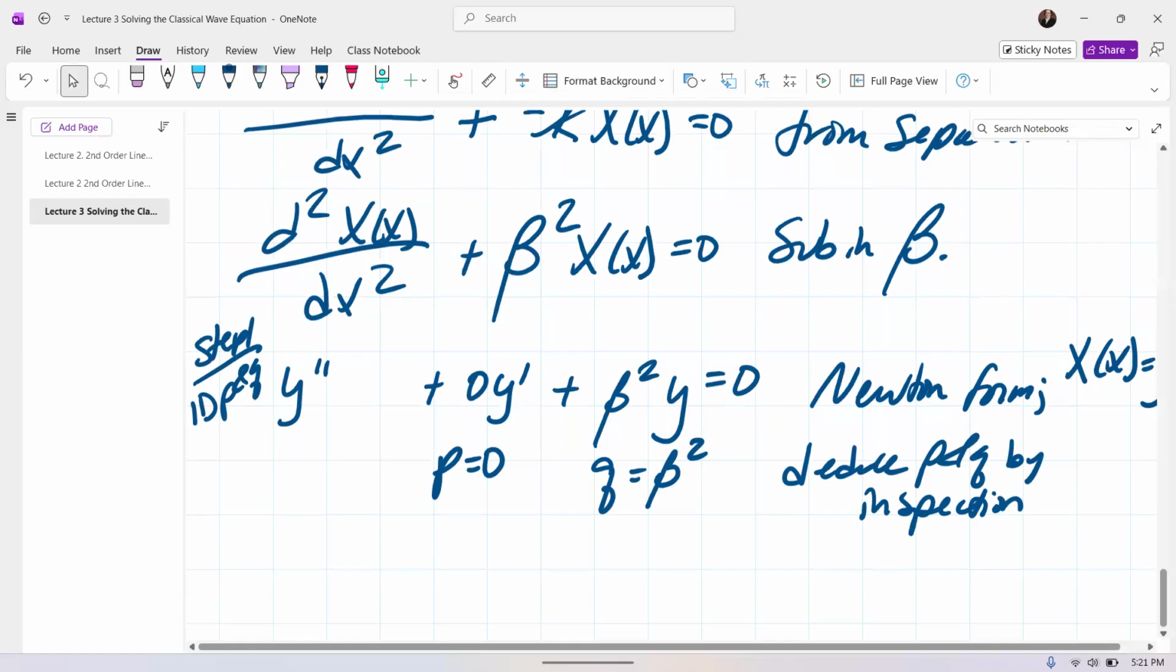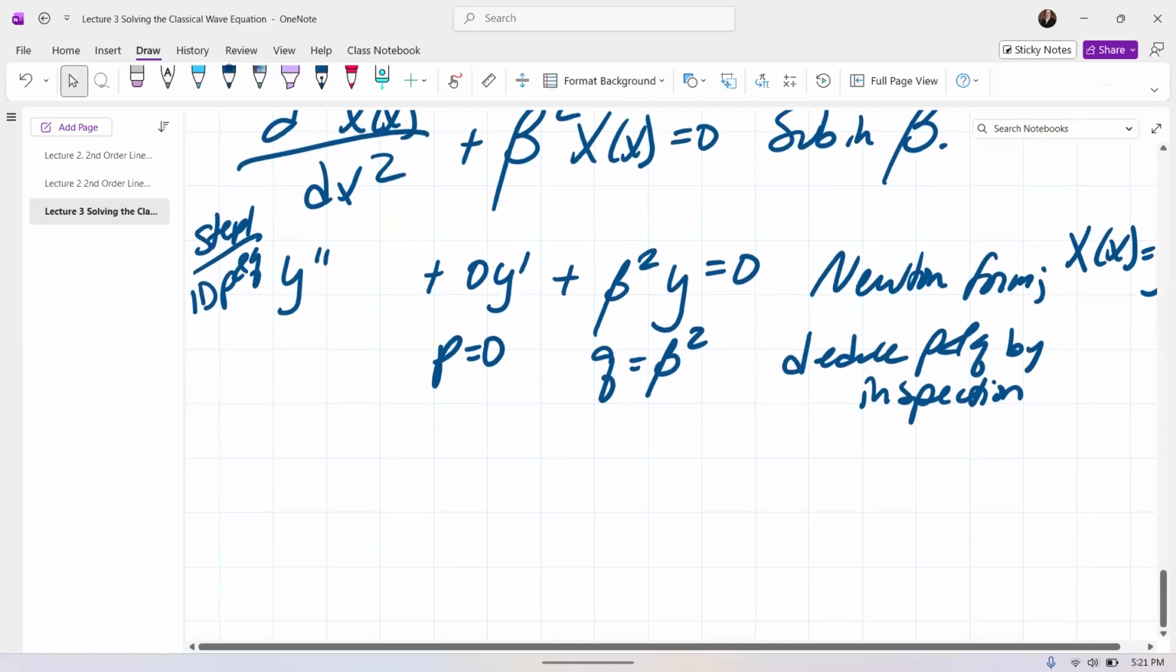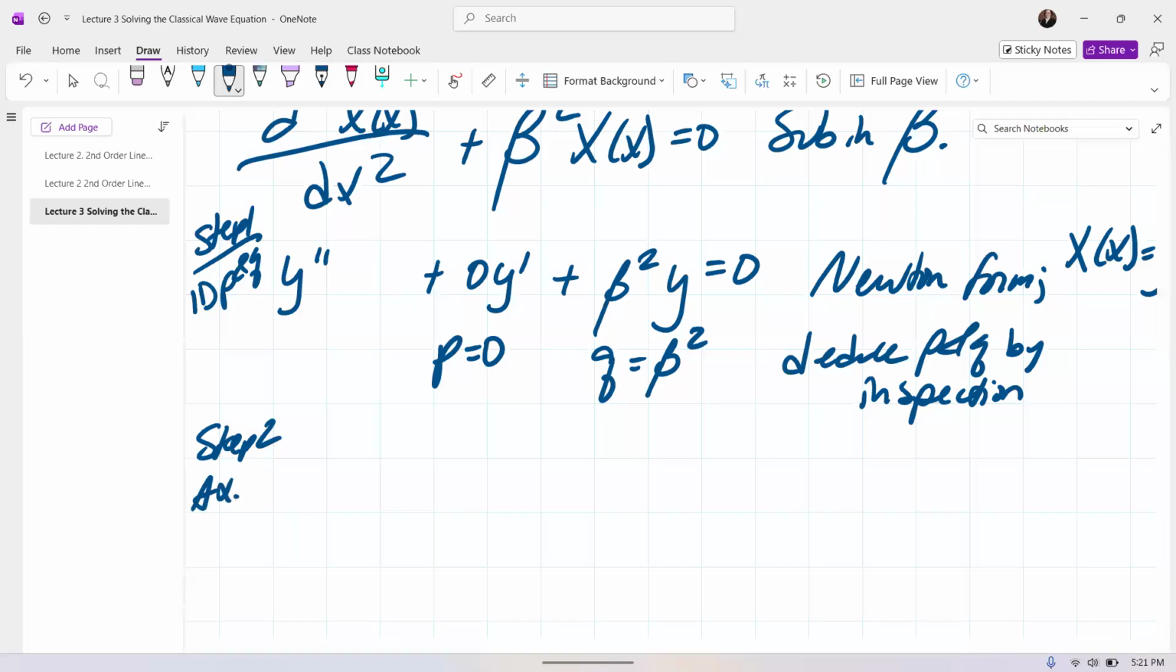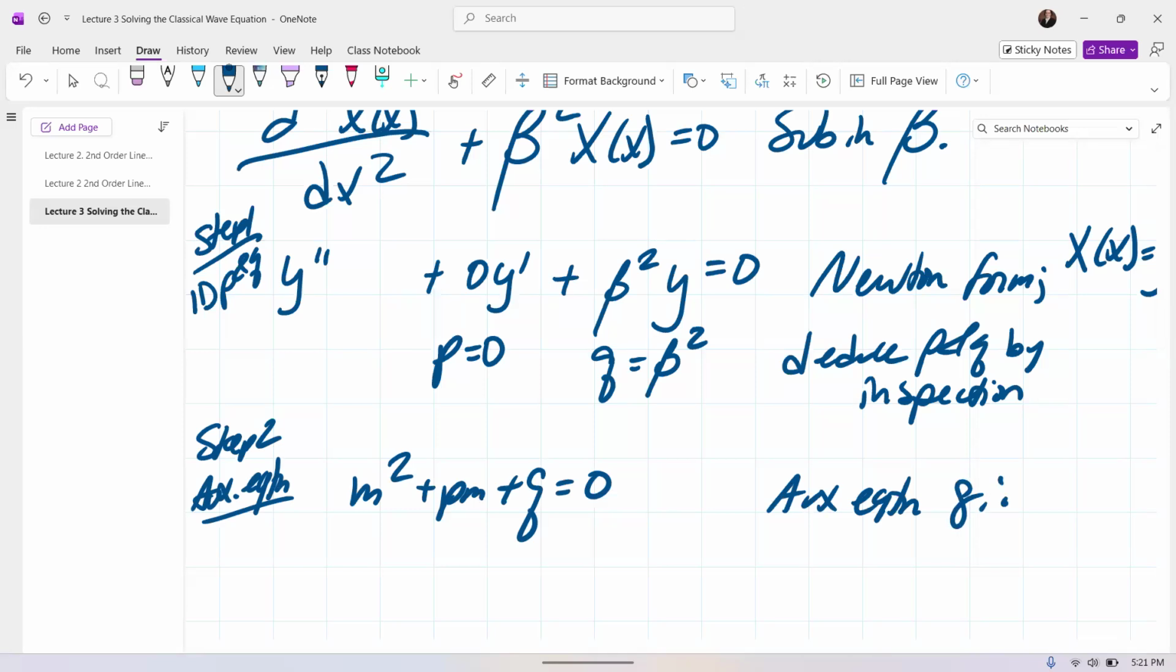Great, we've identified P and Q. Step 2, what is step 2? It's the auxiliary equation. So let's do our auxiliary equation: m squared plus Pm plus Q equals 0. This is the auxiliary equation, just given.